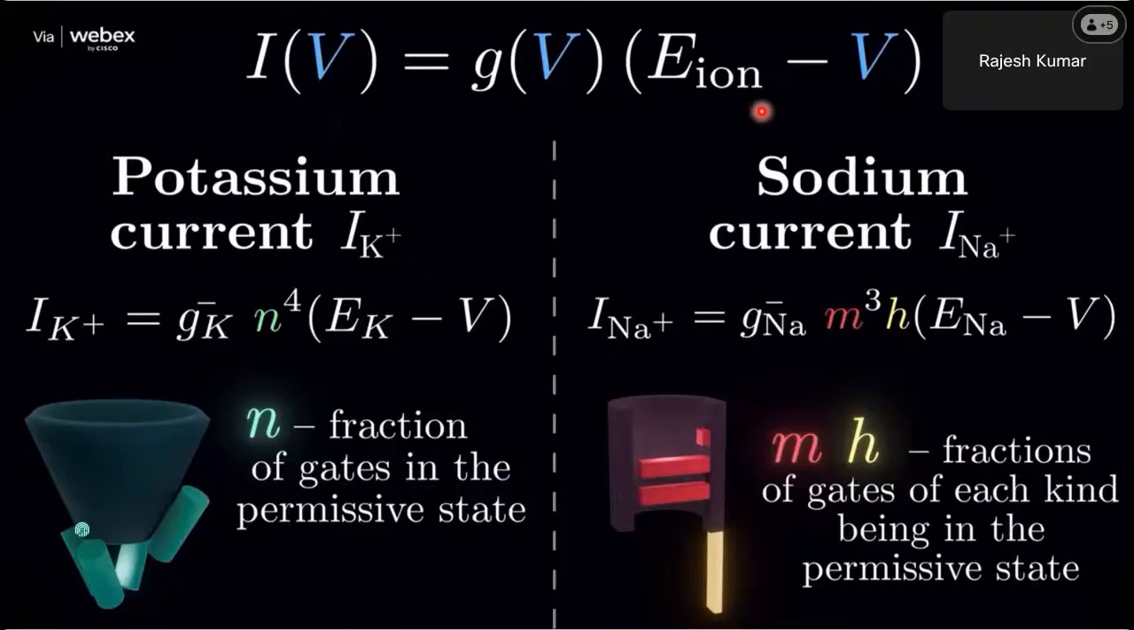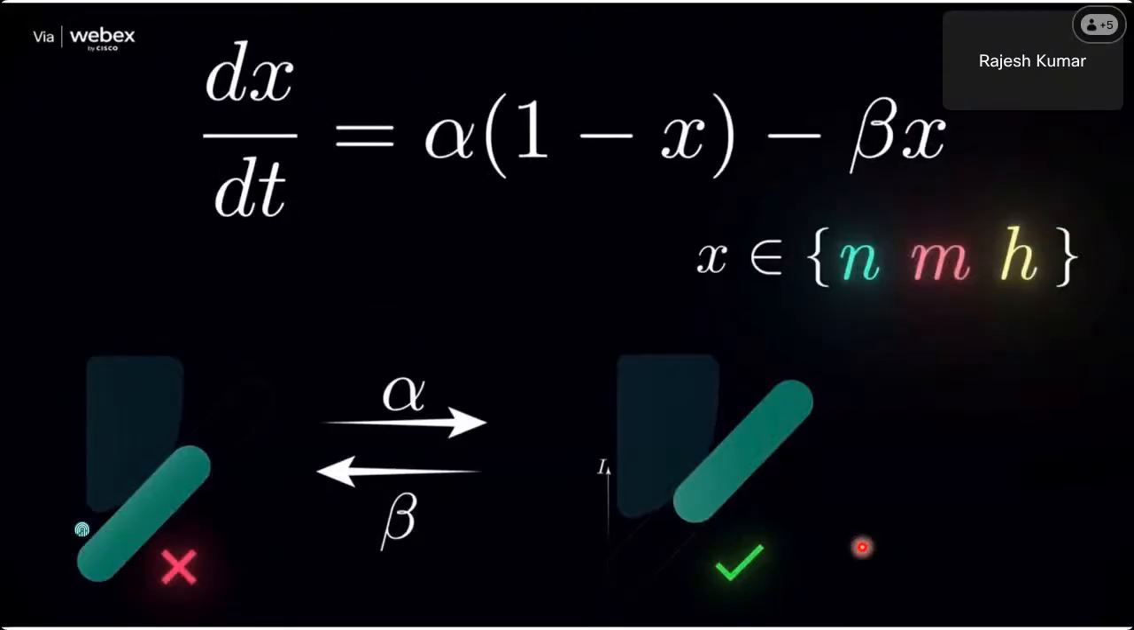These are generalized equations. So the generalized equation is current is nothing but G, which is a function of voltage, times the potential difference. We have a constant term multiplied by n to the power 4, that is the fraction of the gates in the permissive state. And the sodium one is basically m cubed h. There are two types of gates, and then what is the fraction of each being in a permissive state. This is basically for potassium and sodium ions. So this is the common equation.